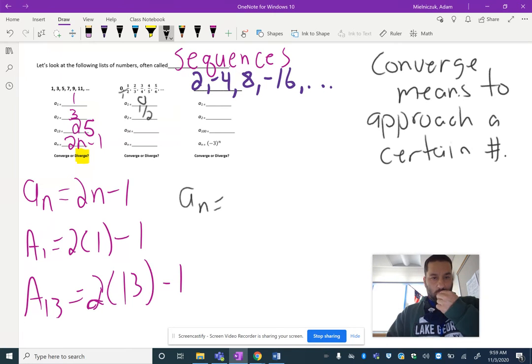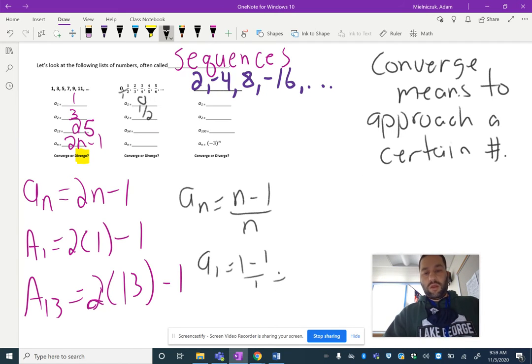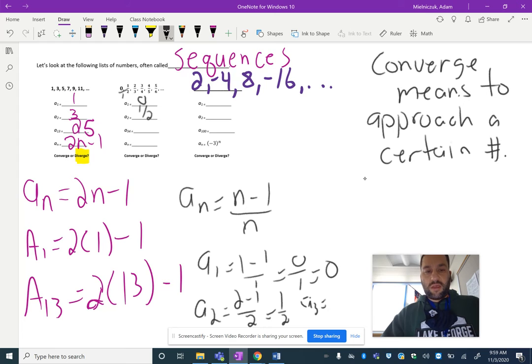I see that for my first term, I could say is equal to n minus 1. That'd give me the 0 on the top over n. Let's see if that works. For a sub 1, I'd have 1 minus 1 over 1. Gives me 0 over 1, so I get my 0. Let's see if it works for the next one. A sub 2 would be 2 minus 1 over 2. Does that give me 1/2? It does. Let's try one more. A sub 3 would have to be 3 minus 1 over 3, which does give me 2/3.